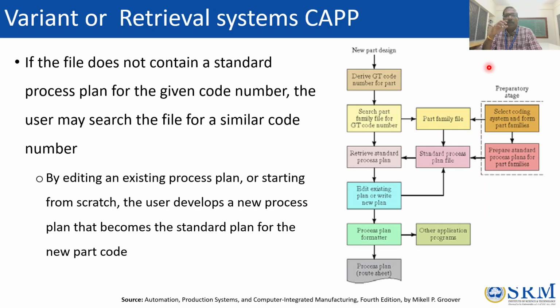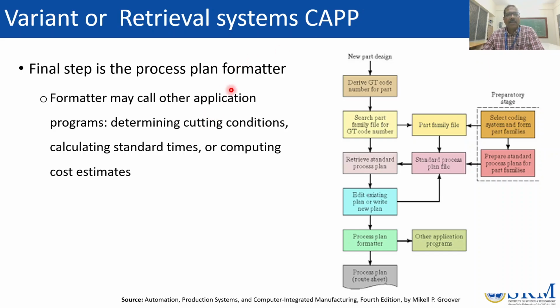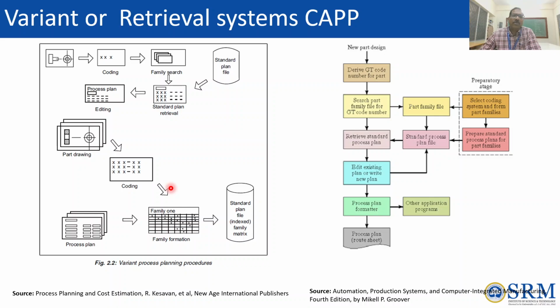If for the new code we don't have any similar code or the same code, what do we need to do? We need to start from scratch, prepare the process plan, and store it in the database for future purposes. So this is what the retrieval system is all about. The final step in the process planner format is that the formatter may call other application programs like miscellaneous codes, cutter operations, cutter conditions, standard time calculation, or cost estimation, and this can be done by the formatter, or maybe the process plan.